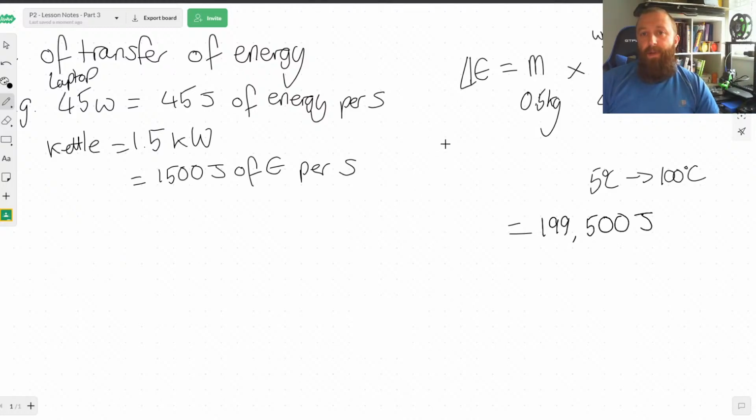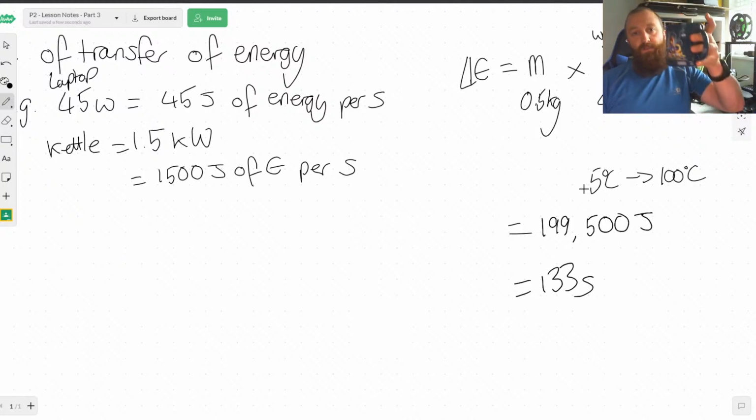If my kettle is on, we can work out how much time this is going to take. This could be an example for an exam question, which is why I'm going through this one. I'm just using basic stats, and feel free to do this yourself with any appliance. My kettle is 1.5 kilowatts, so I'm going to divide that value by 1,500. That means it should take me 133 seconds to boil the water. So I've done a very quick calculation with that one: 199,500 joules, if I boil just enough water for 1 cup.